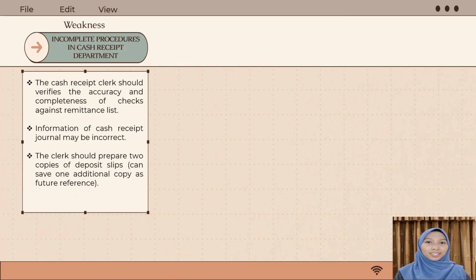The last weakness is the incomplete procedures in the cash receipt department. The cash receipt clerk should verify the accuracy and completeness of checks and remittance lists. Without this verifying process, information of the cash receipt journal may be incorrect. The clerk also should prepare 2 copies of deposit slips, as they can save the additional copy for future reference.